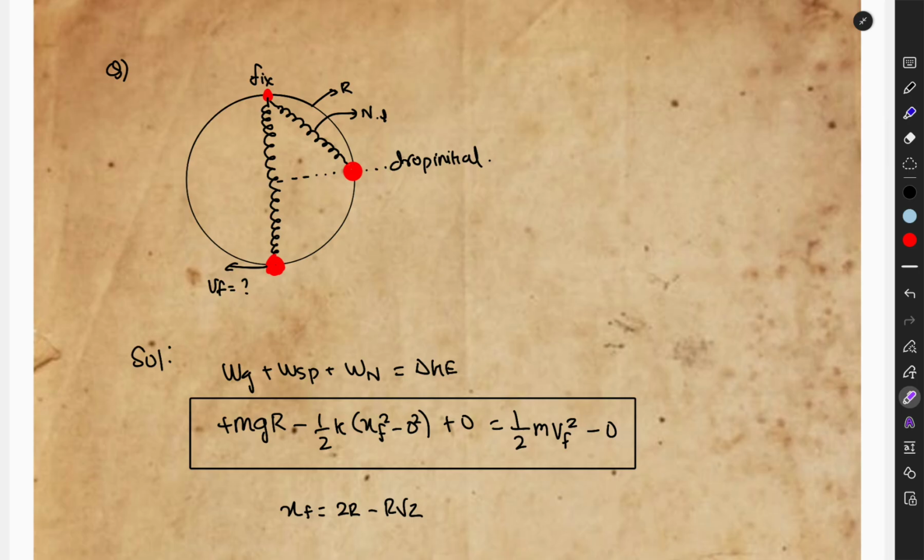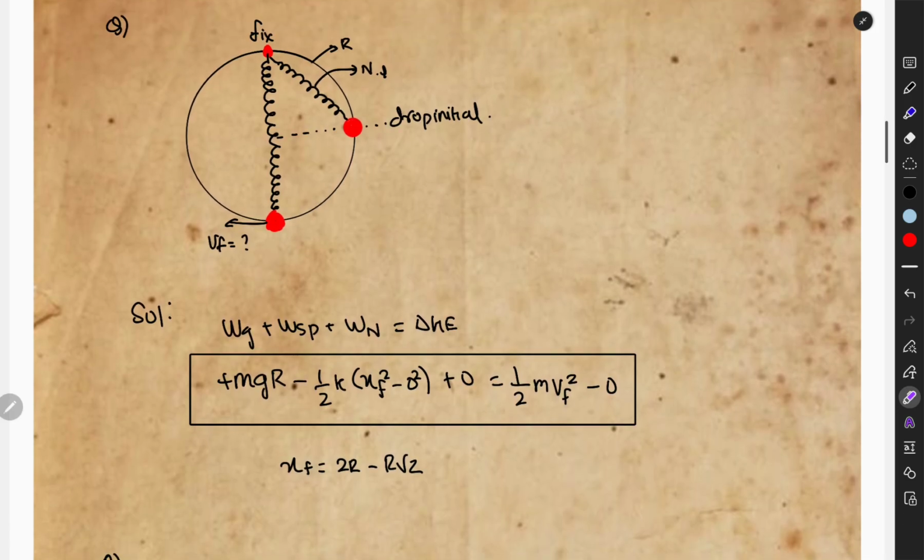The next thing is a different question, but it's not at all tough. Let's say this point is fixed and here a particle is there and it moves here, it is dropping, and this is the initial position and this is at the natural length in this case, and this is a sphere of radius r. What we need to find is the final velocity when it reaches here.